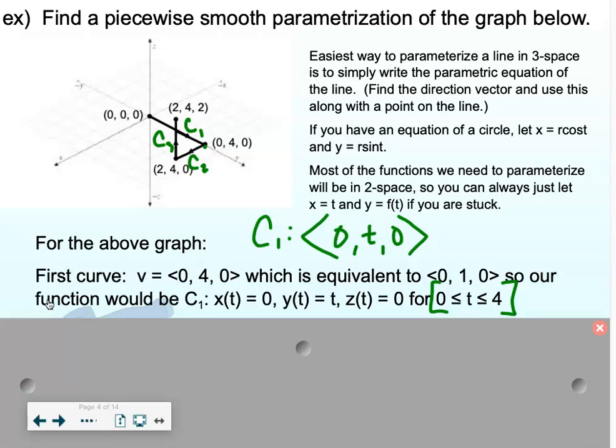Yes, Jeff? So if we catch the vector as 0, 4, 0, then the y would be 4t, and then it would be t from 0 to 1. Yes, it would. Good. All right, did you all figure out your C sub 2 now with your domain restriction? Okay.